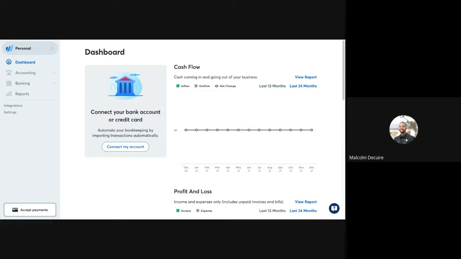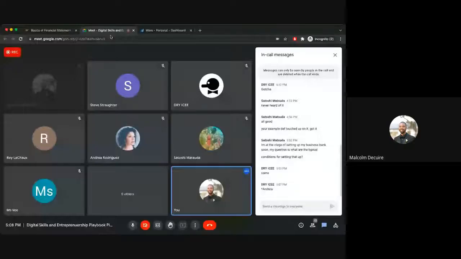Actually, let me see if I can present my entire window, because I realized this might be more helpful. All right, y'all see that?